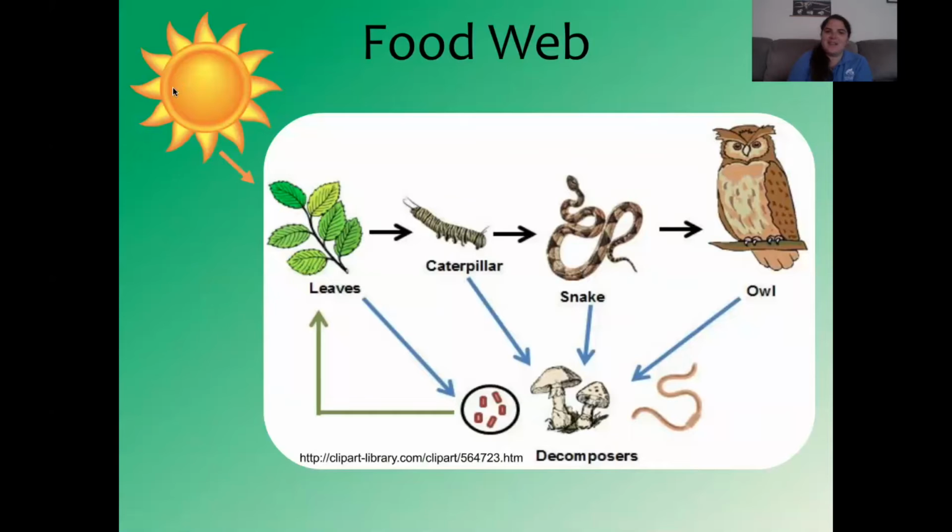So we have our sun here, source of all energy, and that gets transferred to the leaves or our plants. Then the energy that's in the leaves from the sun gets passed on to the caterpillar.